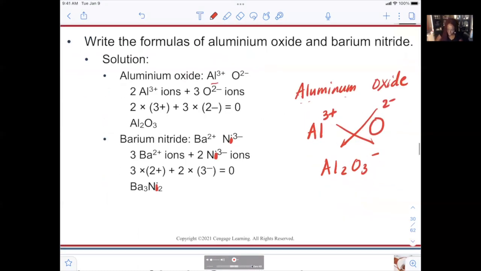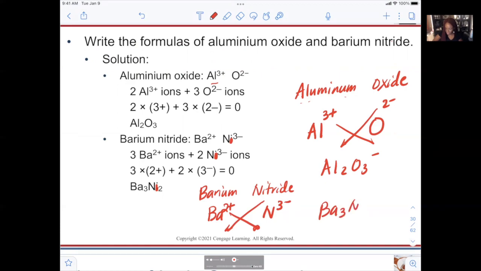Okay, so for barium nitride, see, barium is Ba2 plus. Barium is Ba. It's in group 2, so it's going to be 2 plus. Nitride is 3 minus. It's in group 5, so it'd be 3 minus. And then crisscross these to get the formula. So it would be Ba3N2.